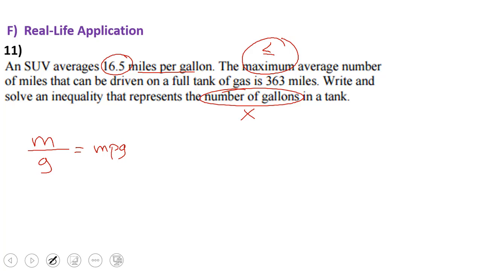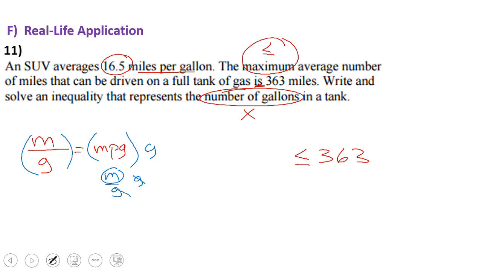Average number of miles that can be driven on a tank is, there's my is, 363. So that means the maximum is, we want to go less than or equal to 363. All right, so now, where are we going to put that? When we have miles divided by gallons is miles per gallon, we then can say that the number of miles is equal to multiplying both sides by the number of gallons. Because miles per gallon is this way. If I multiply by gallons, they simplify out and leave us with miles.